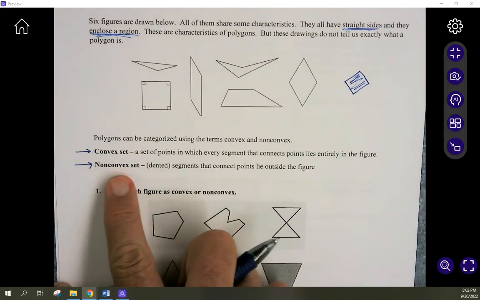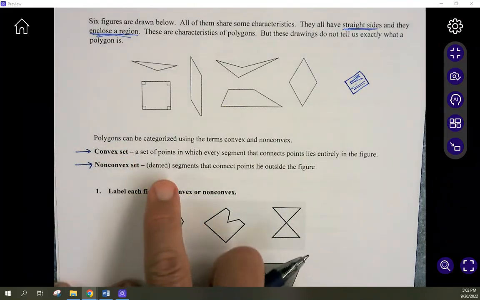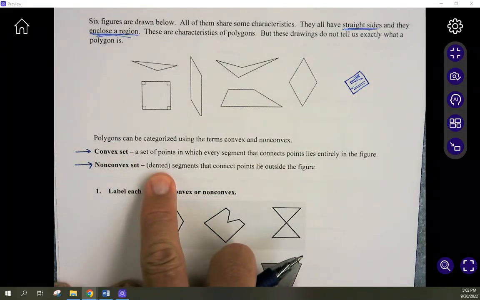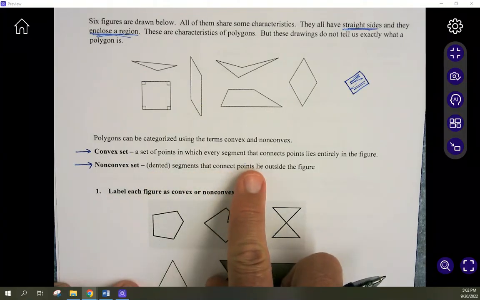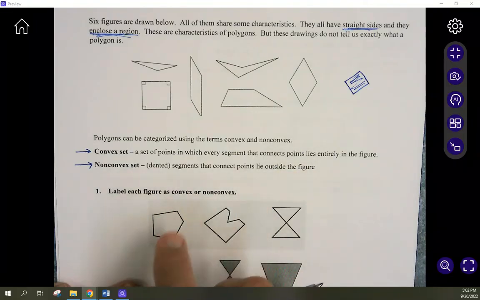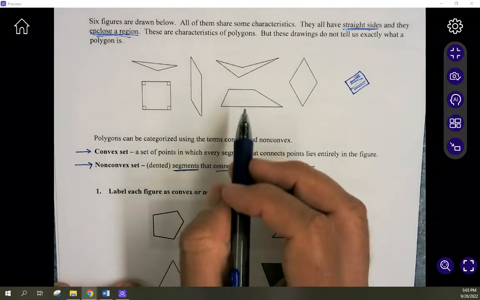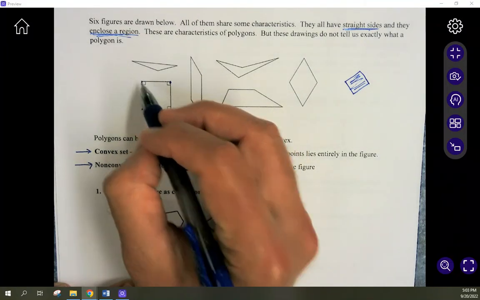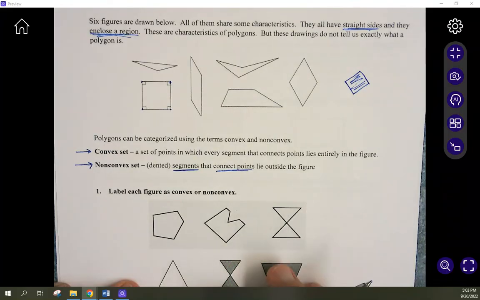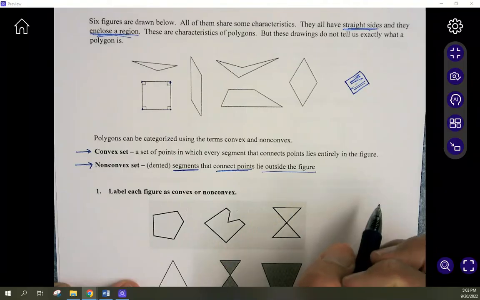So I came up with this non-convex set definition, which I think helps us understand what this means. So a non-convex set is dented. We'll look at that. And it has segments that connect points that lie outside the figure. And that still maybe sounds a little confusing. So it has segments that connect points. So all of these shapes have points. The corners are points. A non-convex set has segments that can connect points and they're outside the figure.